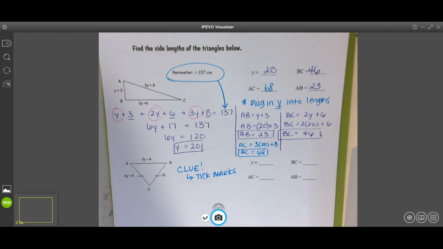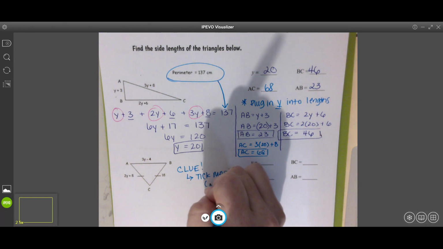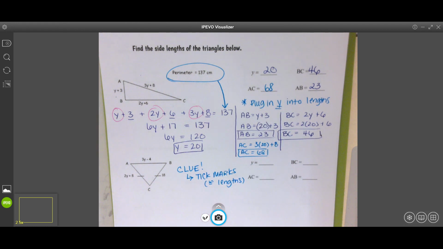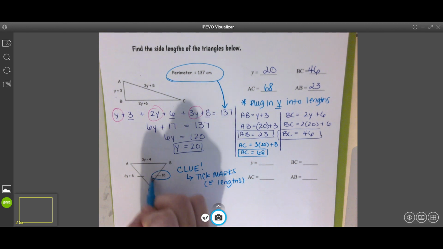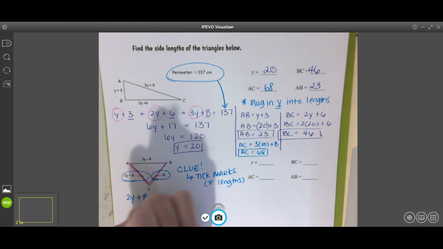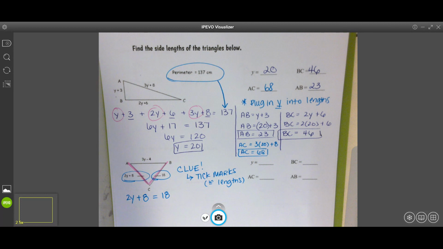So I hope we remember at this point in the game that tick marks means we have congruent lengths or equal lengths. So on my diagram, I'm going to circle where I have my congruent lengths. So that means that 18 and 2y plus 8 need to be the same value. So that means BC is the same length as AC. And the equation I can create for that would be 2y plus 8 equals 18. Again, we're setting them equal to each other because they are the same value.